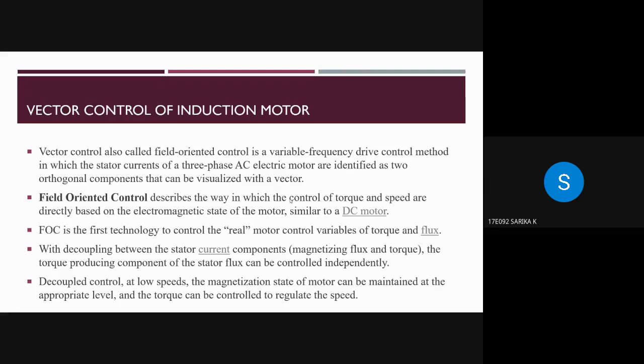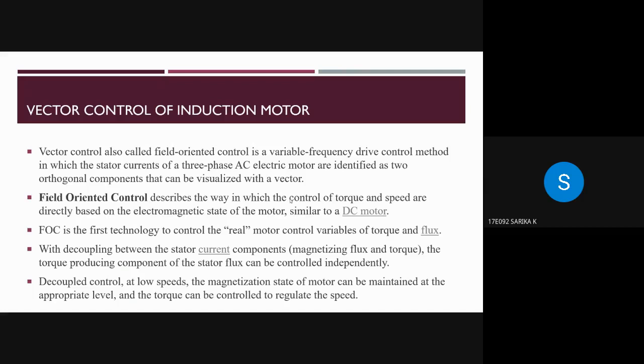Vector control of induction motor. Vector control, also called field-oriented control, is a variable frequency drive control method in which the stator currents of a three-phase AC electric motor are identified as two orthogonal components that can be visualized with a vector. Field-oriented control describes the way in which the control of torque and speed are directly based on the electromagnetic state of the motor, similar to a DC motor.